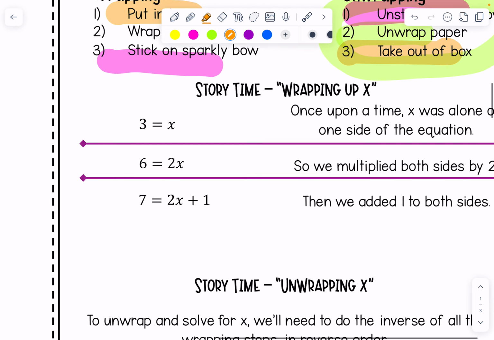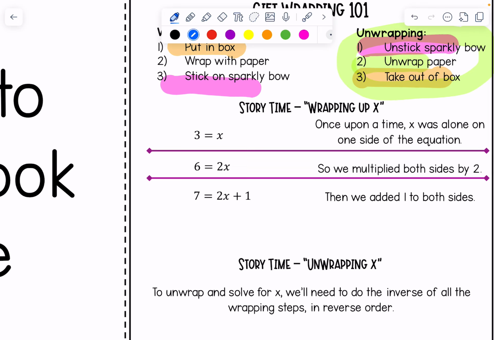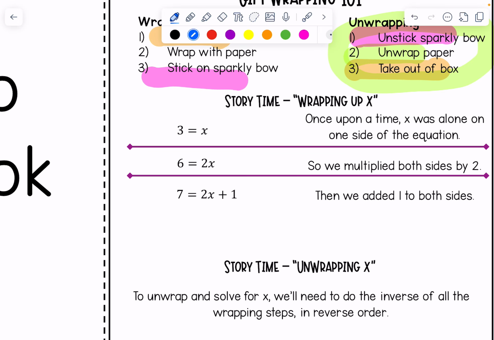So we have a little story time here. Once upon a time, x was alone on one side of the equation. So over here, we have x by himself. Right now we have 3 is equal to x, or 3 has the same value as x. So we multiplied both sides by 2. When I multiply x times 2, I get 2x. And when I multiply 3 times 2, I get 6. And then we added 1 to both sides.